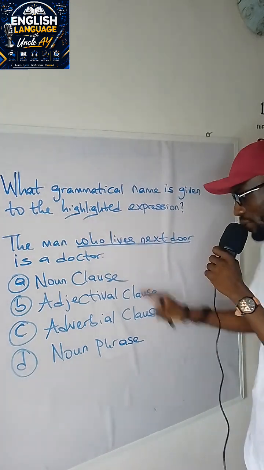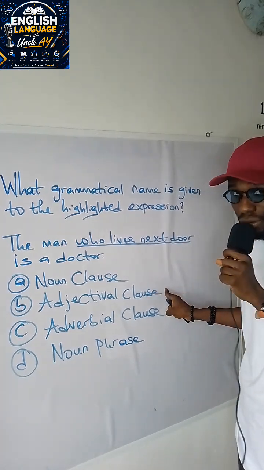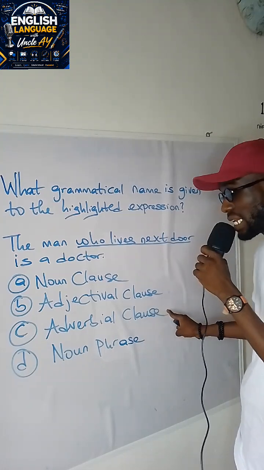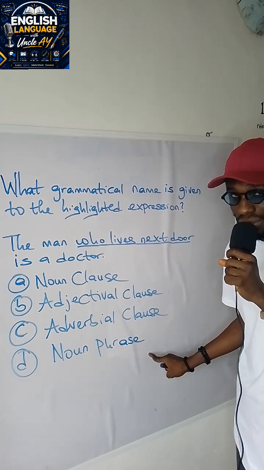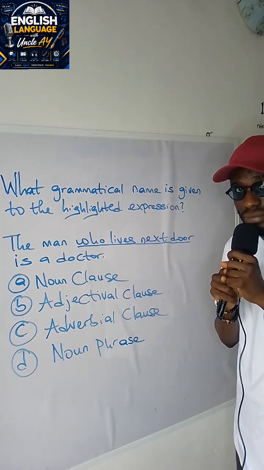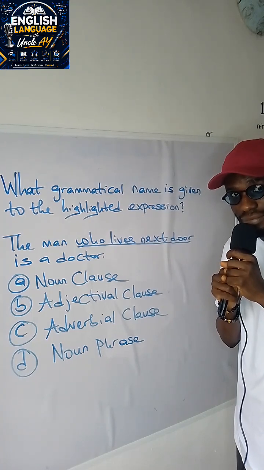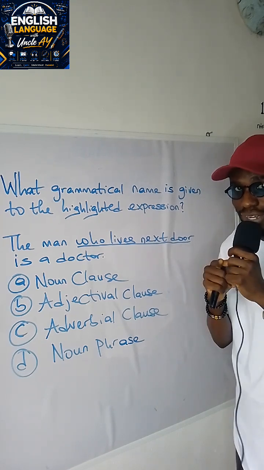So let's go on. Option A says a noun clause. Option B, an adjectival clause. Option C, an adverbial clause. Option D, a noun phrase. Which of these is correct? All right. Now let's find out.